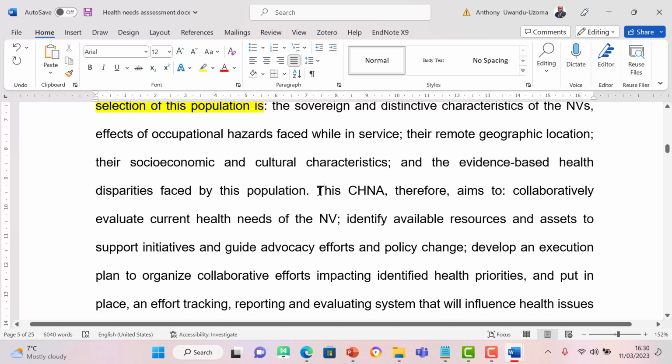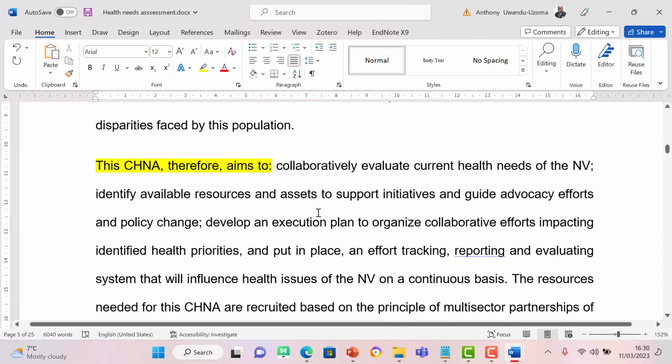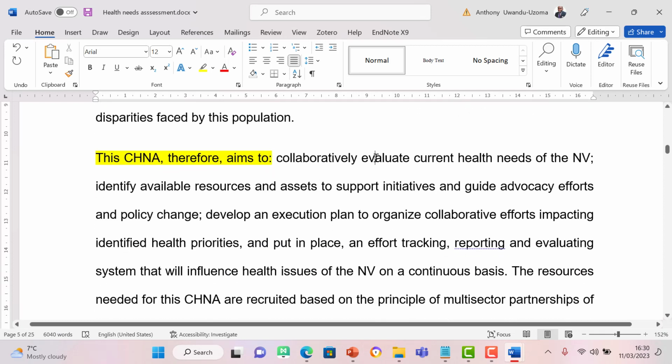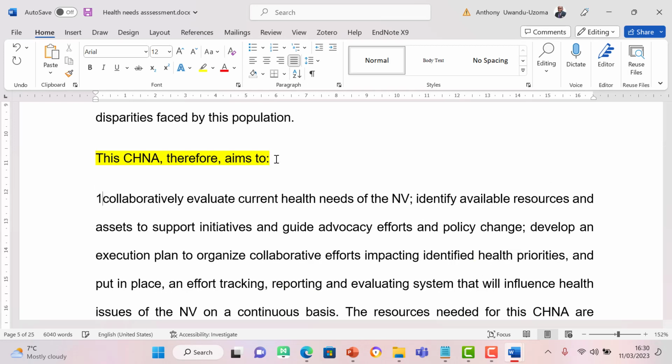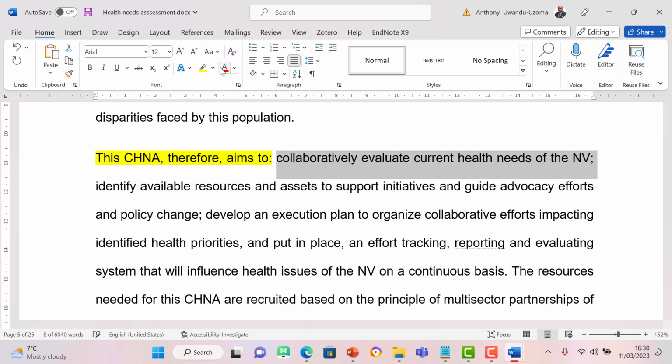Now, the next thing you need to state is your aim, the aim of your essay. For me, this should be in a clear paragraph so that the marker will not miss it. So the aim of this essay is, then you write out the aim. You can see here, aim number one is what? To collaborate. Okay, sorry. So this is aim number one: evaluate and identify the needs.